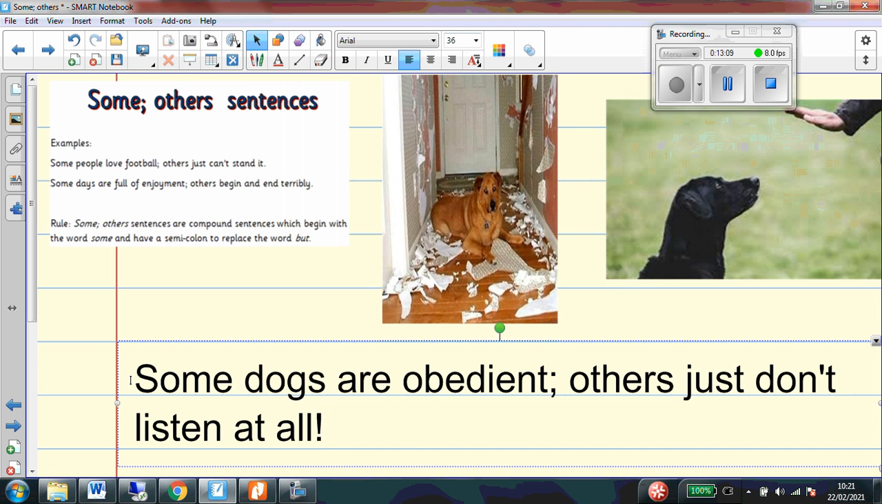Some dogs are obedient. Semicolon. Others just don't listen at all. Okay, pause the video here for me and see if you can have a go at writing your own some other sentence about these two pictures.